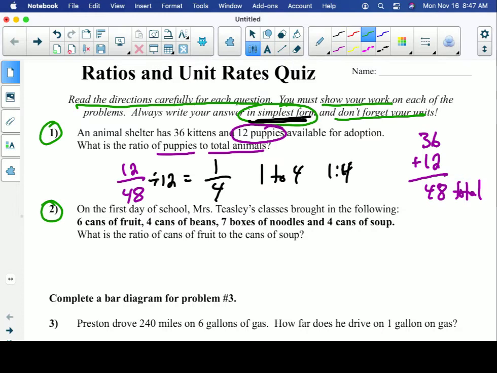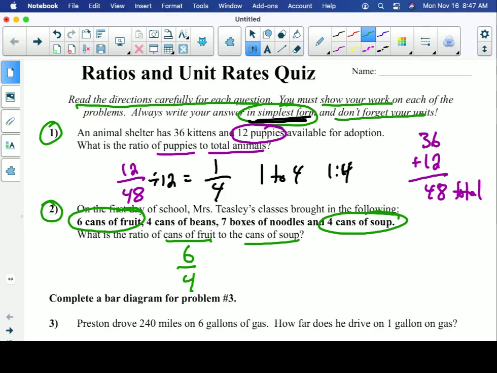Question 2. On the first day of school, Mrs. Teasley's class brought in the following: 6 cans of fruit, 4 cans of beans, 7 boxes of noodles, and 4 cans of soup. What is the ratio of cans of fruit to cans of soup? So we're just pulling out the necessary numbers from the problem to write it as our ratio. Cans of fruit was listed first. That's 6. Cans of soup was listed second. That's 4. So we have a ratio of 6 to 4.